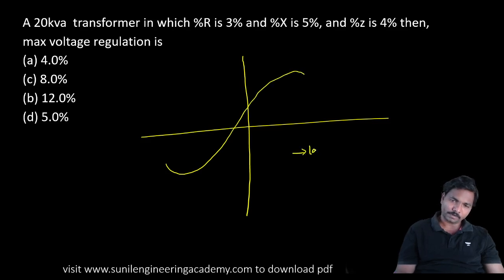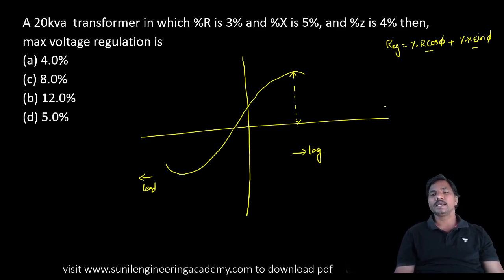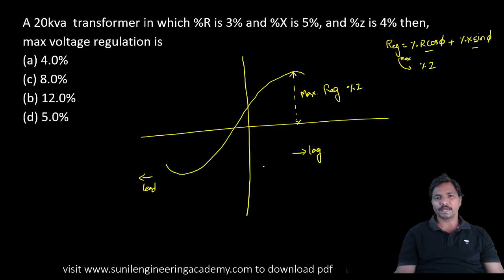Okay, this is in case of lagging. This is in case of leading. So this is the maximum regulation. In case of maximum regulation, regulation is equal to percentage R cos phi plus percentage X sin phi. Okay. So lagging only it will happen. That means both resistive and inductive are there, that means both R and X, that is percentage Z. So if both are involved, percentage Z is the maximum regulation.